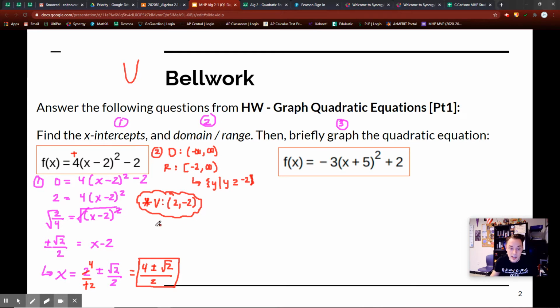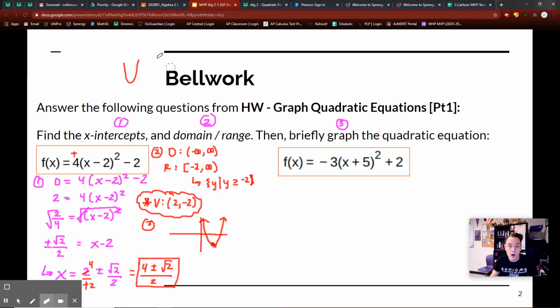Awesome. And of course, briefly graph it. So if I wanted to graph this thing, it would look something like this. My vertex is (2, -2). So 2 and then -2, and then it goes up. So it just looks something like this. Very briefly, I'm just sketching it, and that's about it. I don't even know if it goes across the y-axis or not. I don't care. I just know it's going to look something like that.